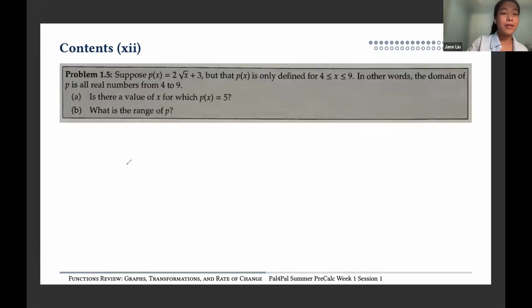So problem 1.5: suppose the function p of x equals 2 root x plus 3, but p of x is only defined for x between 4 and 9 inclusively. Question A: is there a value of x for which p of x is equal to 5? Can you guys type the answer in the chat?